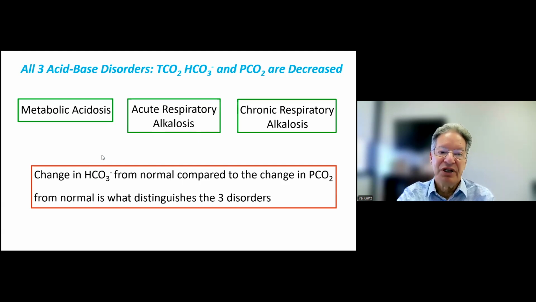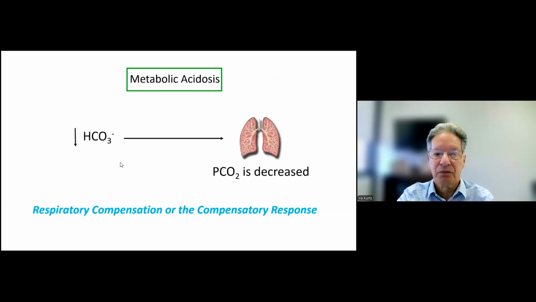And those changes have to be memorized. And once you know those three acid-base rules or the three predicted changes, you can compare to what your patient has to see which of the three is there. If it's not one of these three, then it's a mixed disorder. So in metabolic acidosis, we have a decrease in bicarbonate and we have a decrease in PCO2.